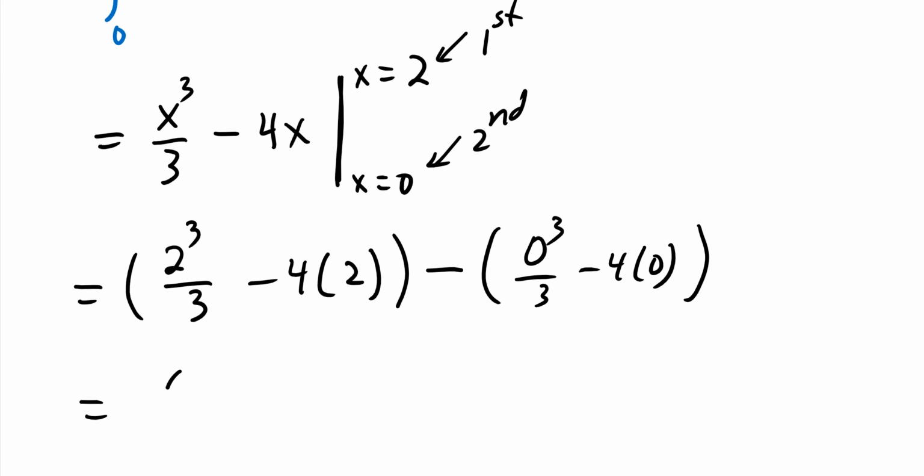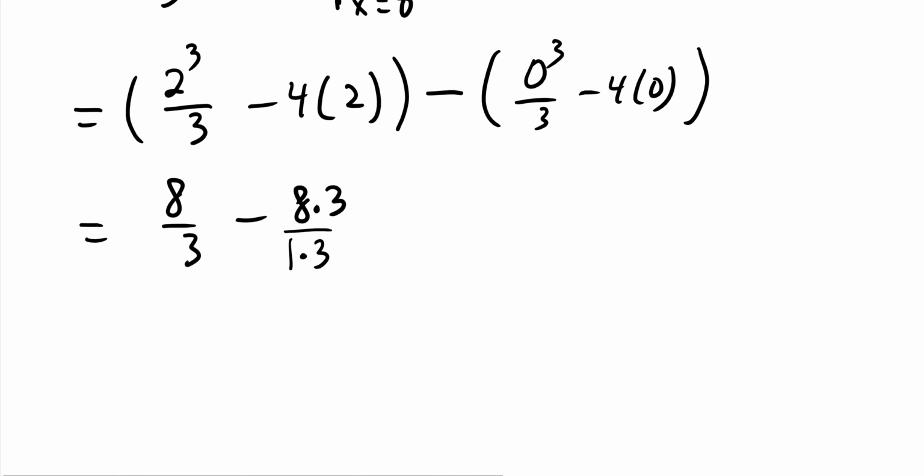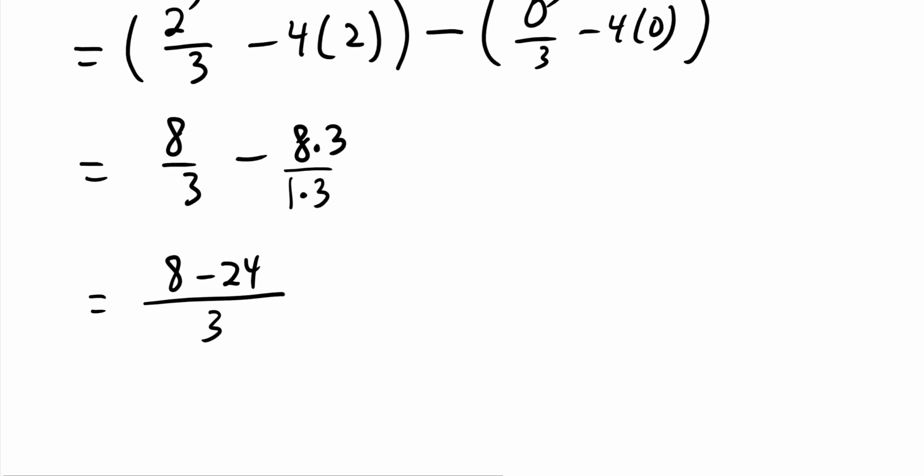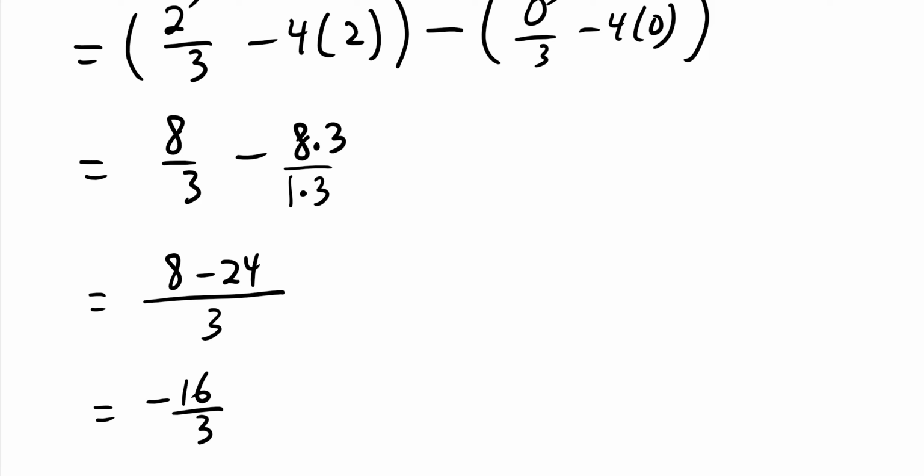So what do we get here? 8 over 3 minus 8, and everything else is 0. This is over 1, multiply by 3 over 3. So what do we get? 8 minus 24. That gives us negative 16 over 3. So that's what we get for that integral.